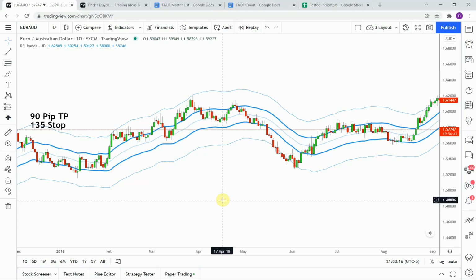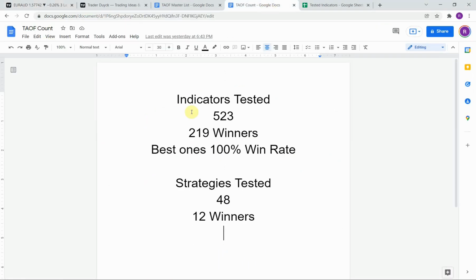Alright, as I said, today we will be testing the RSI bands. Before we do though, I wanted to put the testing scoreboard up for everyone to see. So to date, we have tested a total of 48 different strategies, with 12 of them being profitable. We have also tested a total of 523 indicators, with 219 of them being winners.